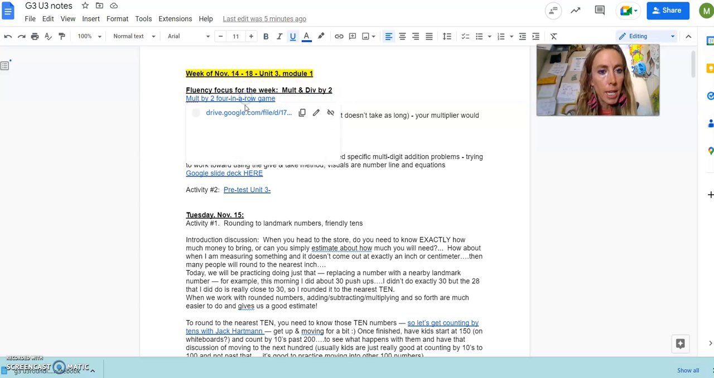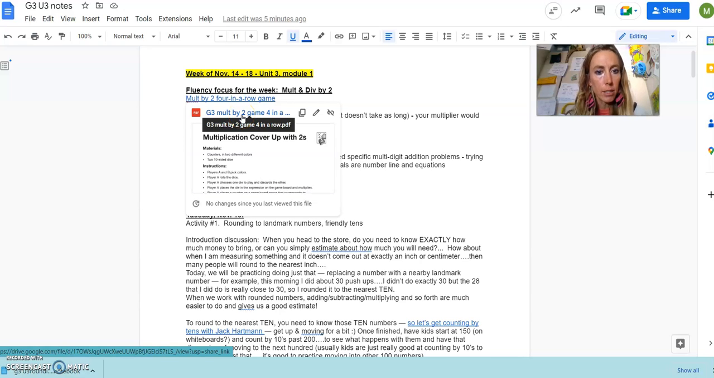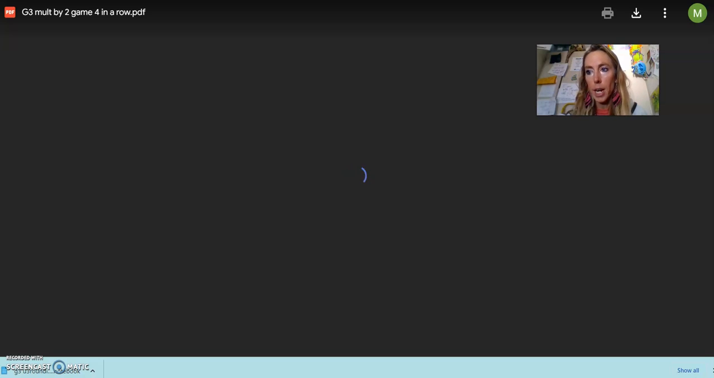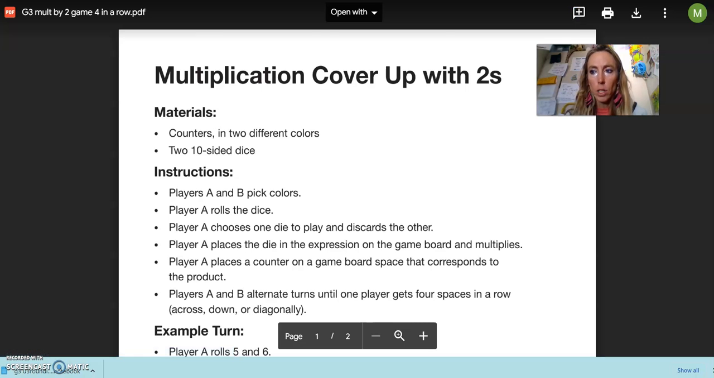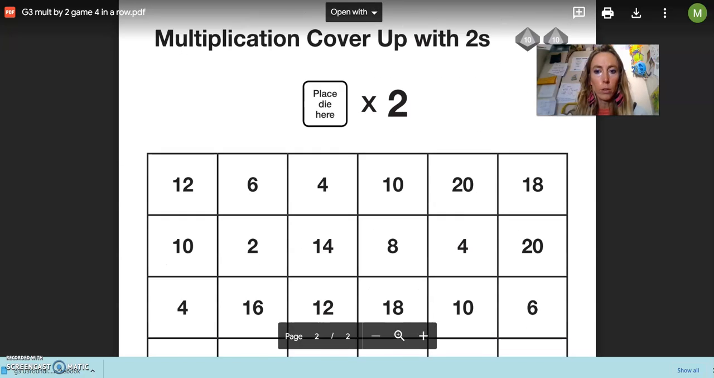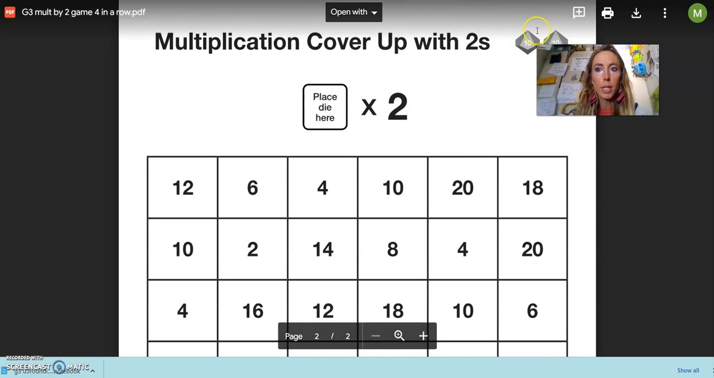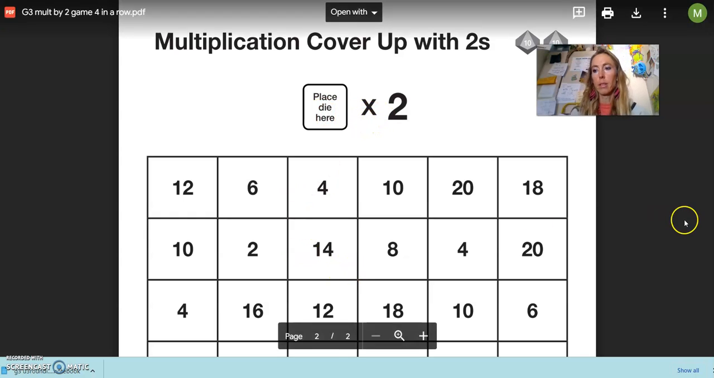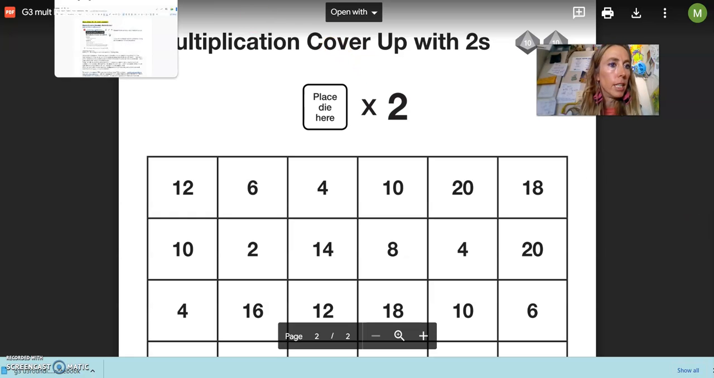So I have his game in here. Again, it is 4 in a row, but we're working our 2s facts. So this one calls for, up here, 2 10-sided dice. If you want to make it easier for a set of kids, just use 1 die. But it's nice because it'll make them do more multiplication. So again, they just roll, they pick which die they're going to use, and then cover up that product. All right, working on doubles.